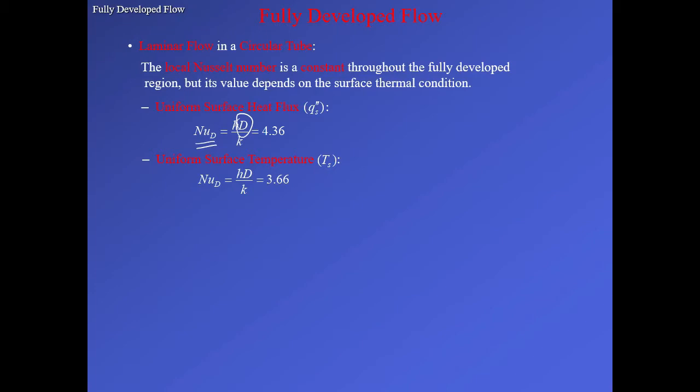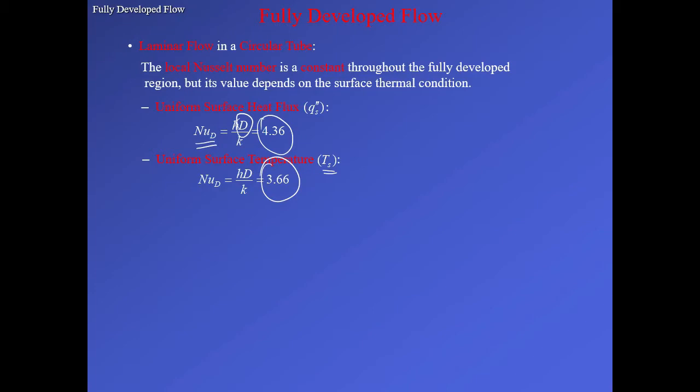So the Nusselt number for a uniform surface heat flux situation, which is the situation where the Qs double prime value is given on the internal surface of the pipe, is 4.36. And for the uniform surface temperature situation, that is when the surface temperature of the pipe is known and uniform, the Nusselt number is equal to 3.66. These values are very typical, and they are obtained using theoretical ideas.